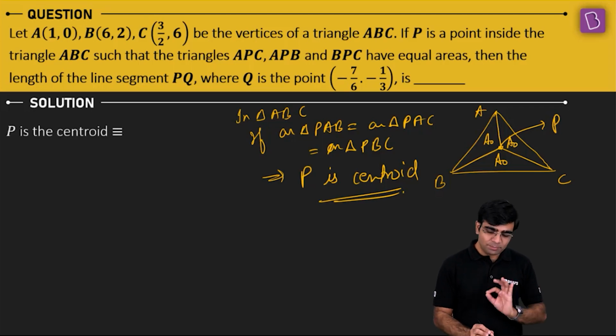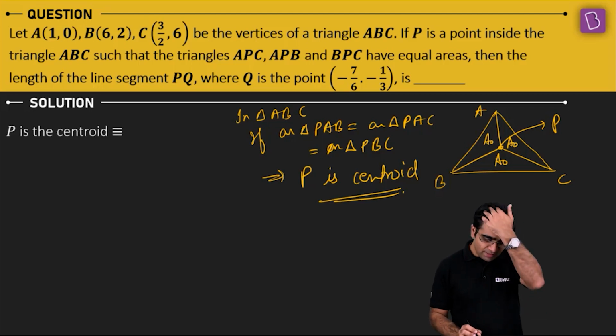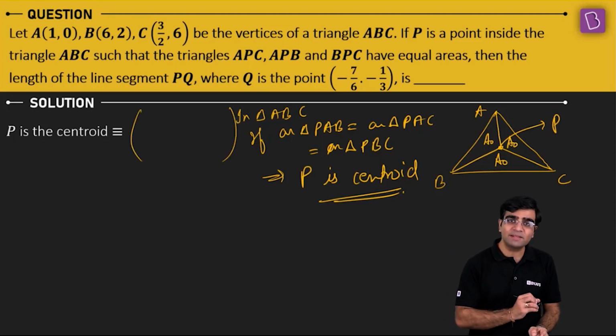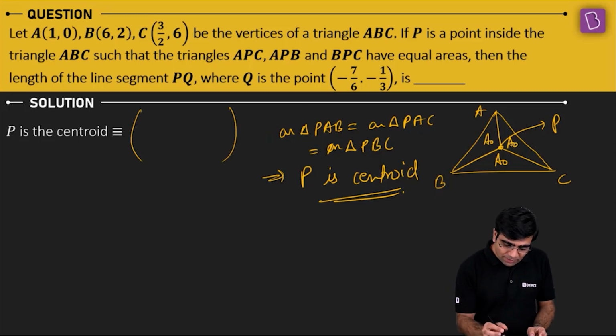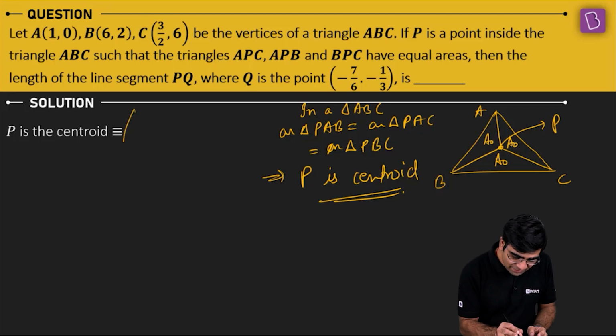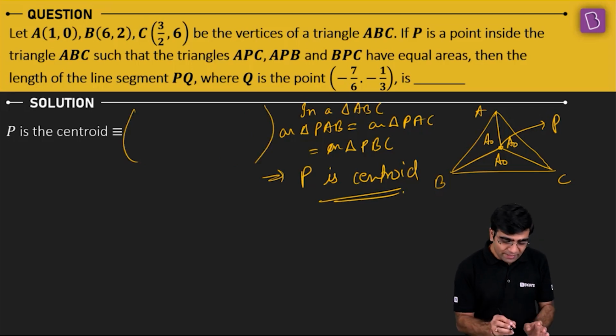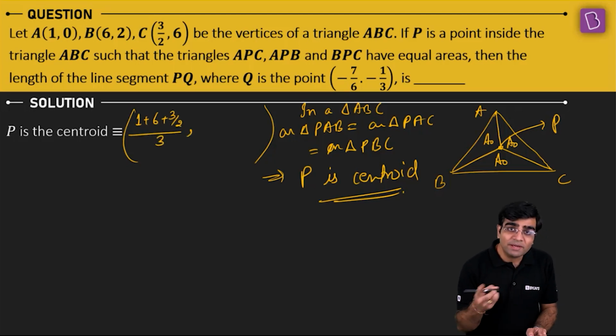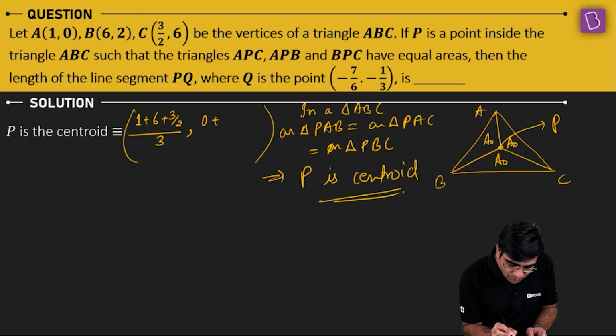So one thing is pretty sure, that P is the centroid. Now if P is the centroid, that has to be nothing but x1 plus x2 plus x3 by 3, comma y1 plus y2 plus y3 by 3. Okay, so I'm writing it here so that my bracket can be larger. So x-coordinate is 1 plus 6 plus 3 by 2 by 3, comma y1 plus y2 plus y3 by 3, that is 0 plus 2 plus 6 by 3.